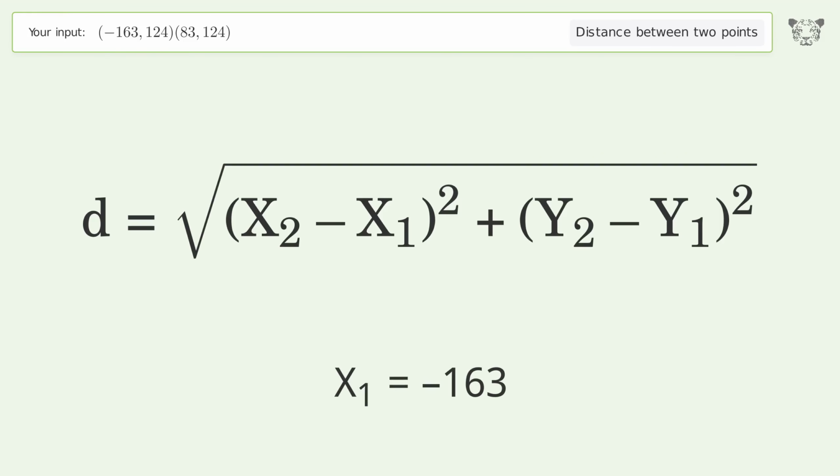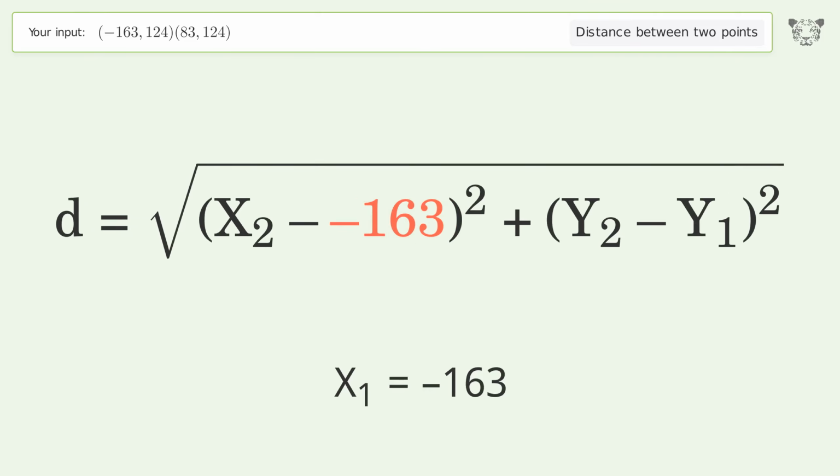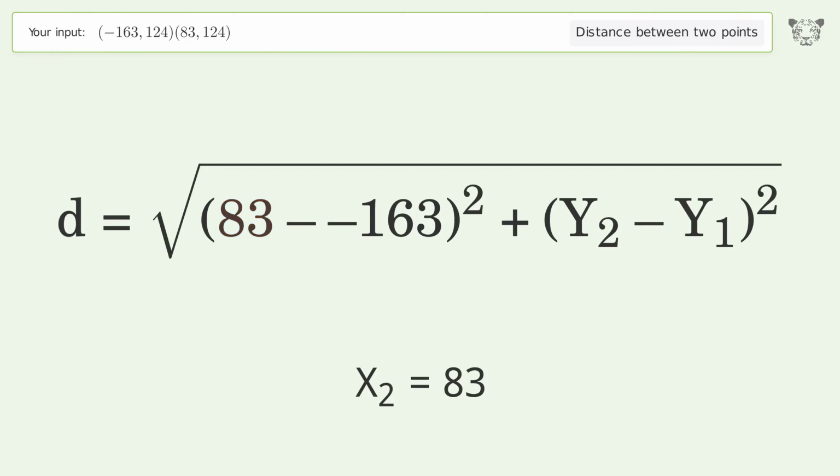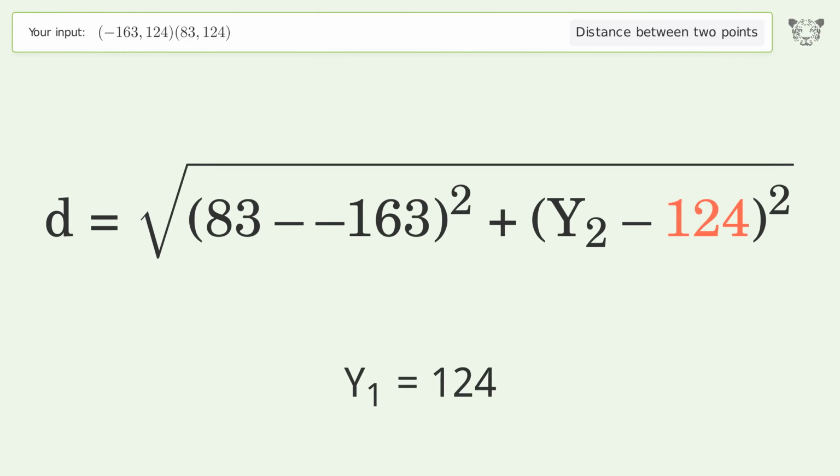x1 equals negative 163. x2 equals 83. y1 equals 124. y2 equals 124.